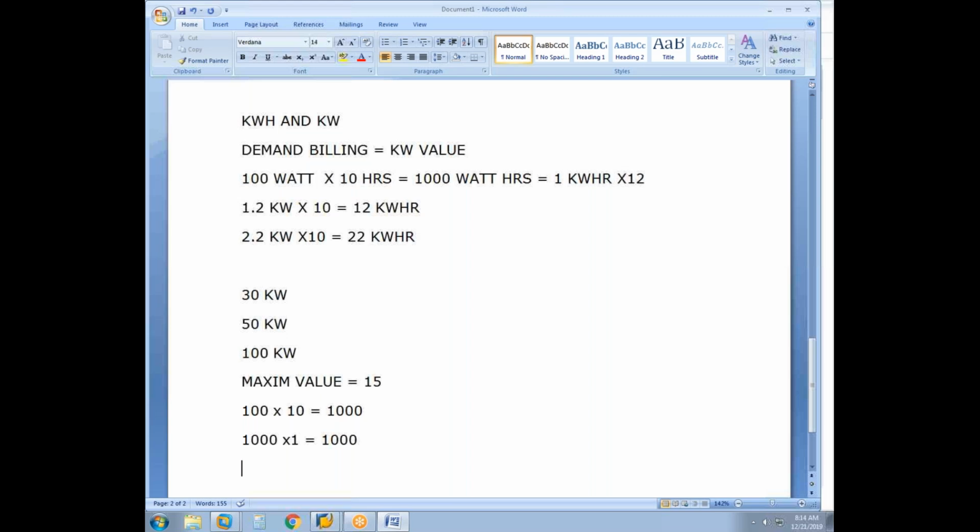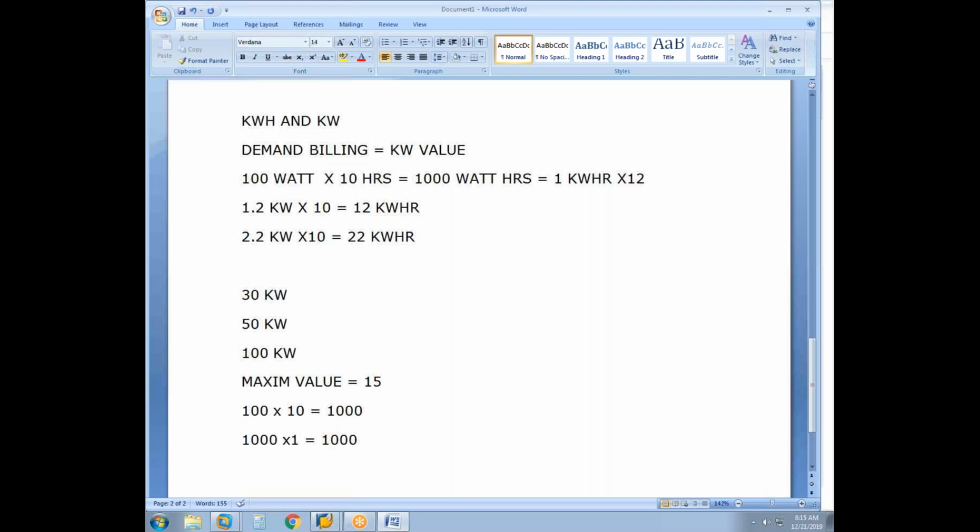Okay, as the rate of consumption increases, that means our electricity department has to produce electricity at that particular rate. So as the rate of generation increases, the cost of the generation also will increase. Then how will you compensate it? By also billing the demand billing. That's the concept of the demand billing.